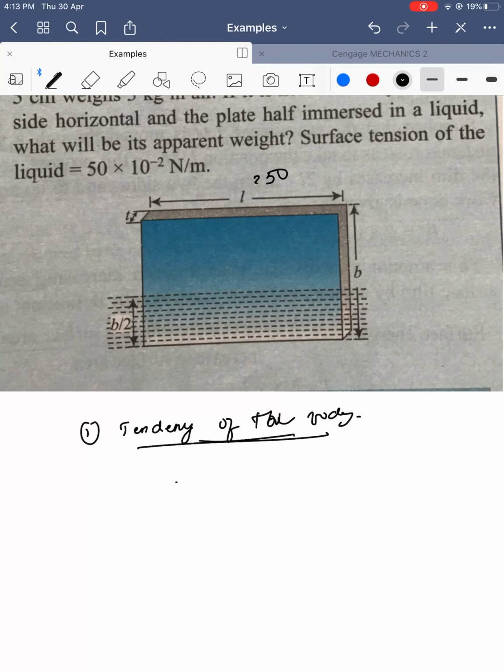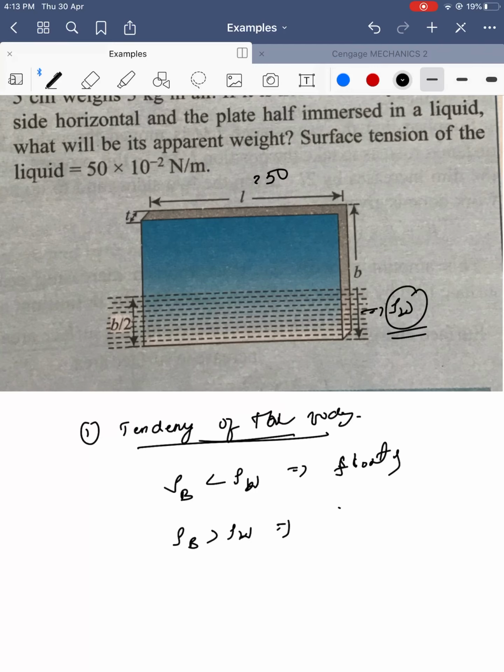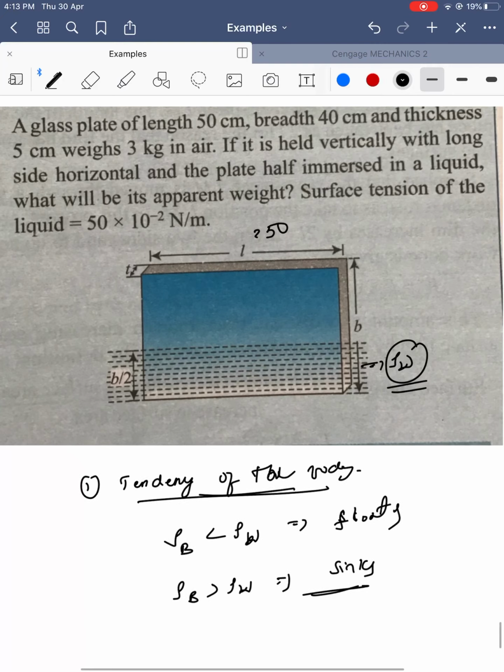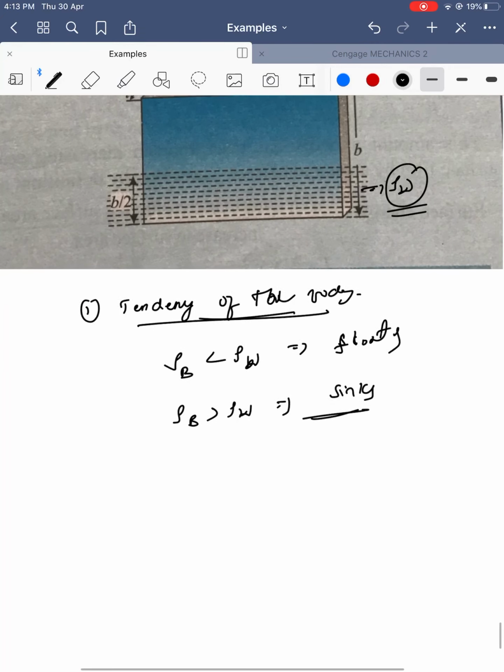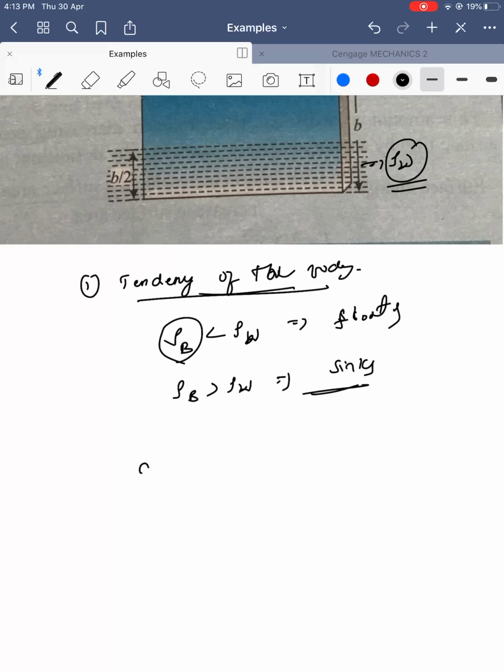So to get that, first we should calculate the density of the body in water. When does a body float or sink? If the density of the body is less than the density of water, then it floats. If the density of the body is greater than the density of water, then it sinks. Many questions can be asked like this. This is a very important model. Now first we should know the density of the body.